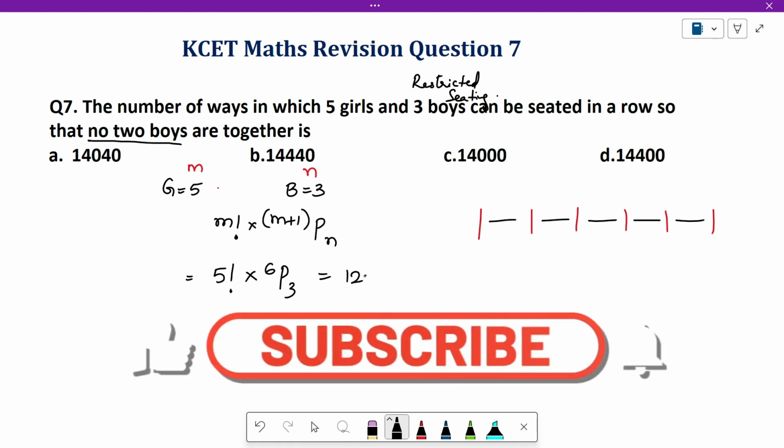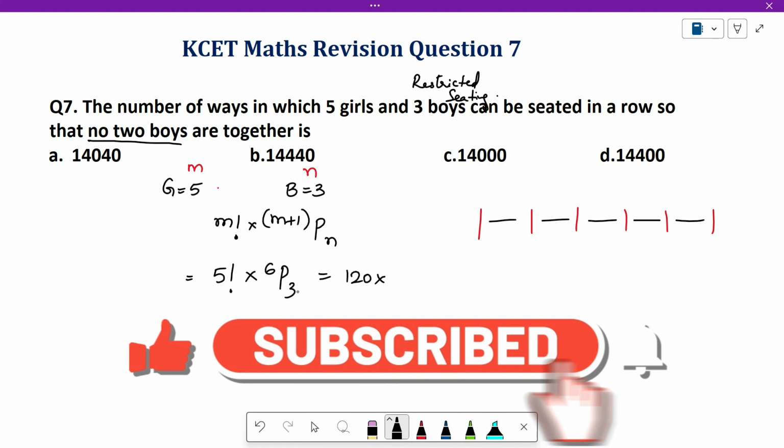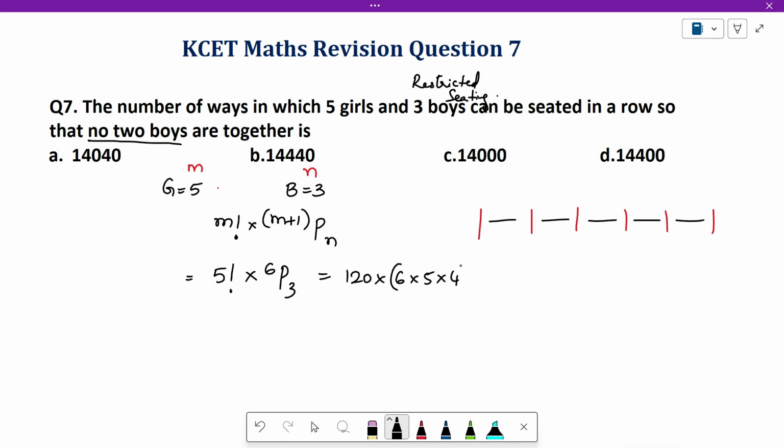5 factorial is 120, and 6P3 is 6 into 5 into 4, which is also 120. 120 into 120: 12 squared is 144, and then we have 2 zeros. The answer is option D.